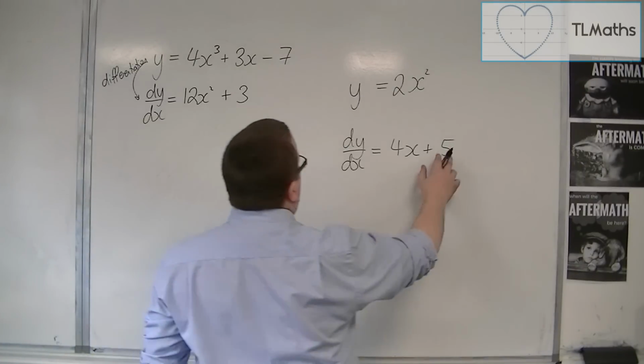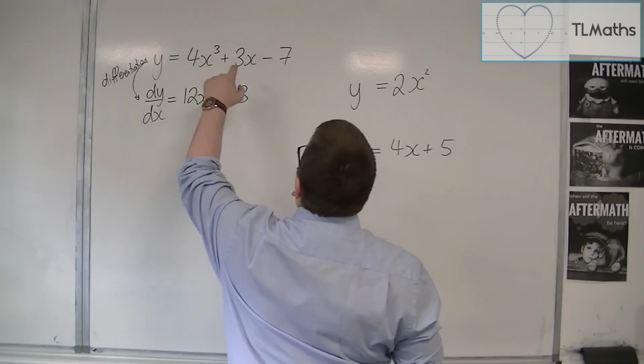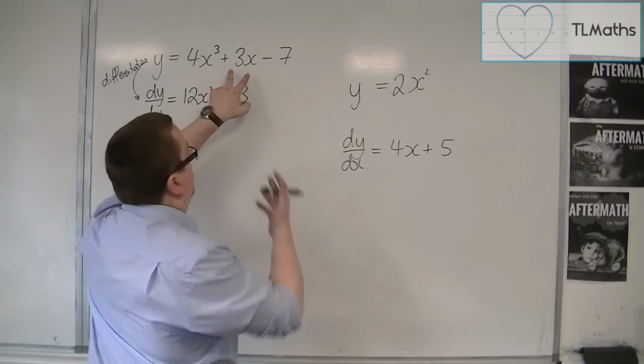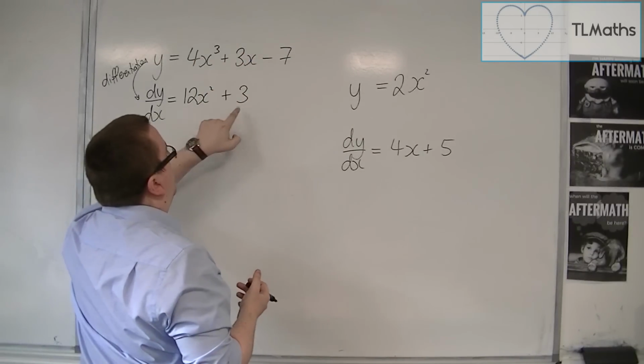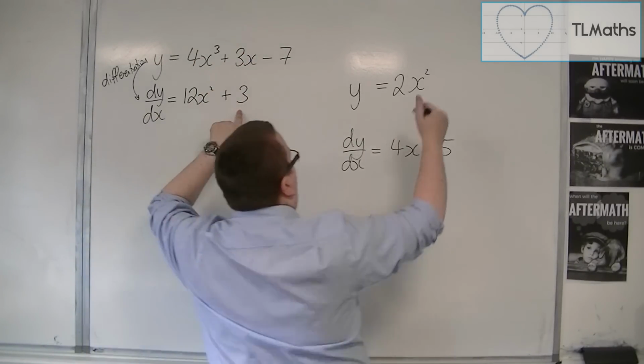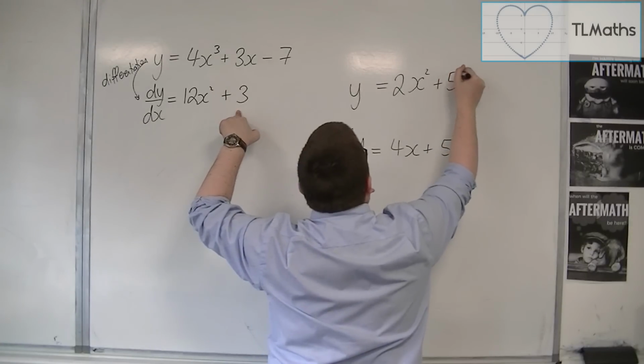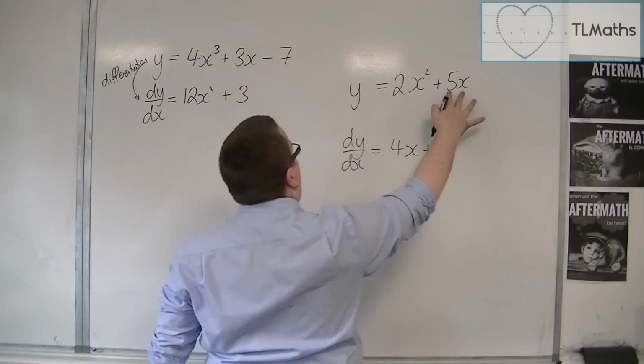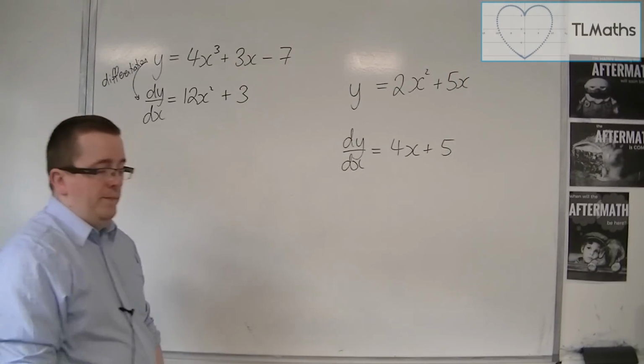Now, if I've got a singular number there, I know that when I differentiated 3x, I got 3. So I must have had 5x in order for that to differentiate to get 5. Okay?